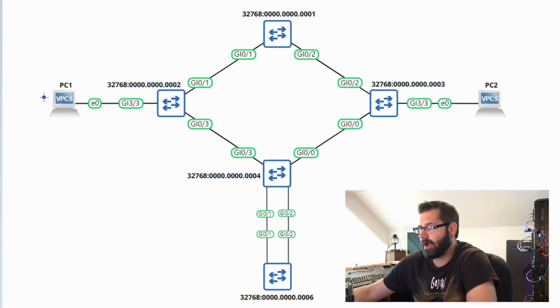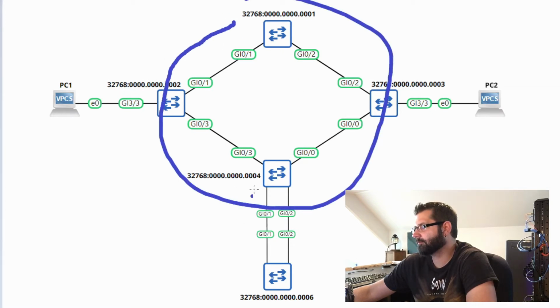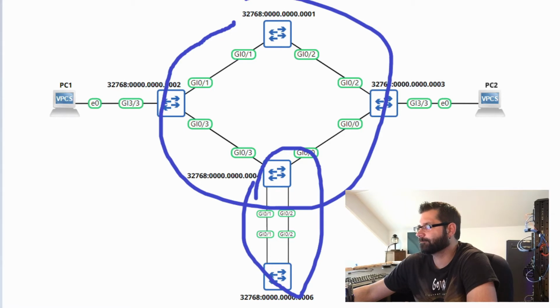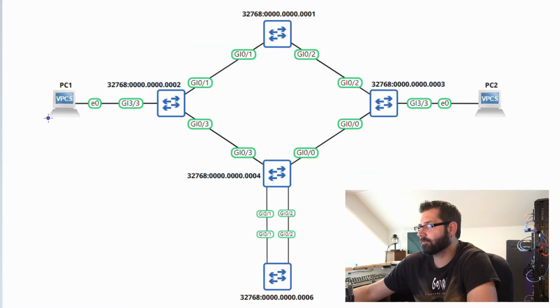So let's start by looking at the topology that I have on my screen. And you'll see that there are 5 switches, and they are looped together. So we have a loop right here, and we have another loop right here. We also have 2 PCs connected to these switches right here and right here.